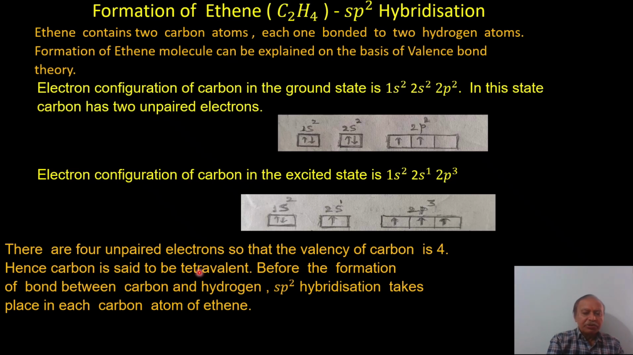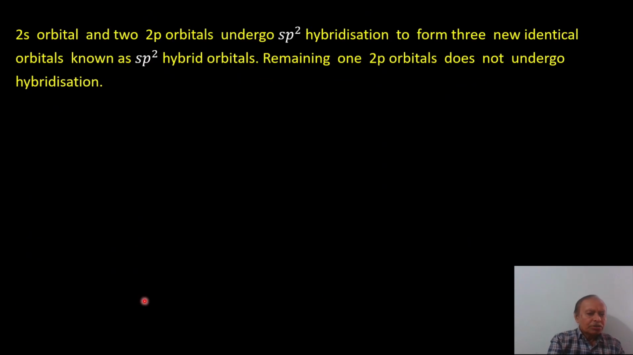Now before the bonds are actually formed between carbon and hydrogen atoms, sp2 hybridization will take place in each carbon atom. Each carbon atom in ethene is sp2 hybridized. Now we shall see which orbitals will undergo hybridization. The 2s orbital and 2p orbitals undergo sp2 hybridization.